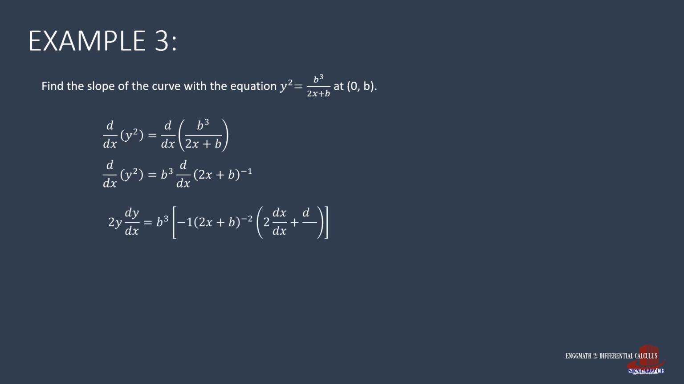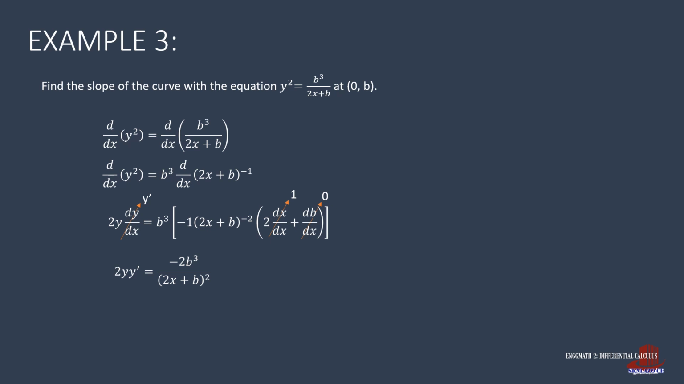The derivative of the left side term is 2y times dy all over dx. The right side of the equation is derived as b cubed multiplied by -1 of the group 2x plus b, which is then raised to -2. Continue with the derivative of the first term, which is 2 dx all over dx, plus the second term db all over dx. Convert dy all over dx as y prime, and dx all over dx as 1.